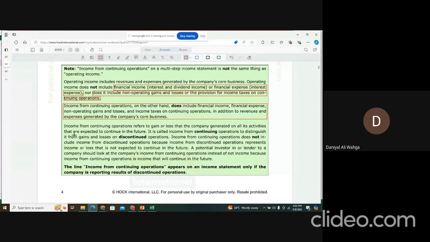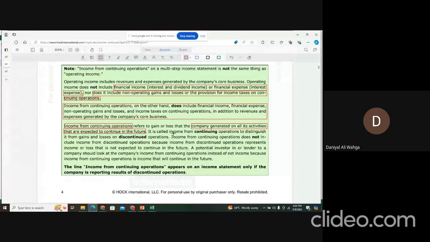Let's wait. It explains my company is generating something, and it is being generated on its activities. That means it is working. My company business is working in a current and a future position that relates towards my income from continuing operations.